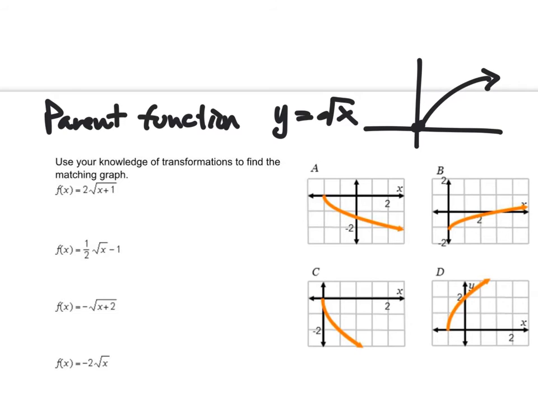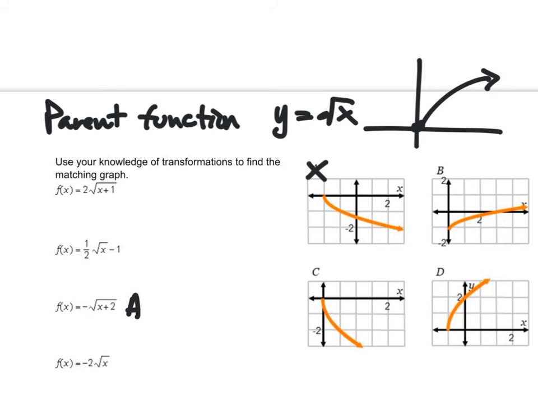So the first thing we're going to do is look at this one here: f of x is equal to the negative square root of x plus 2. Now this x plus 2 means that I'm taking this point here and shifting it over 2 units, which does this part here on A, and then the negative makes it reflected over the x-axis. So this is graph A.